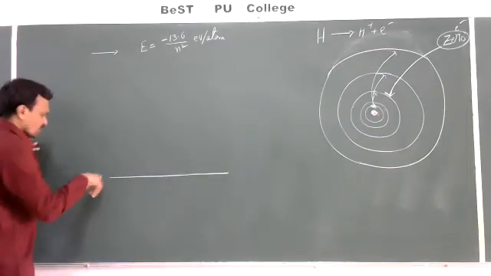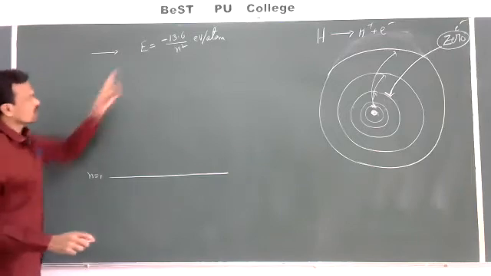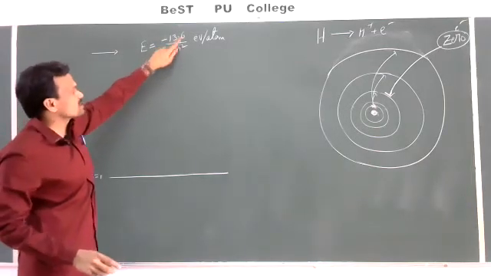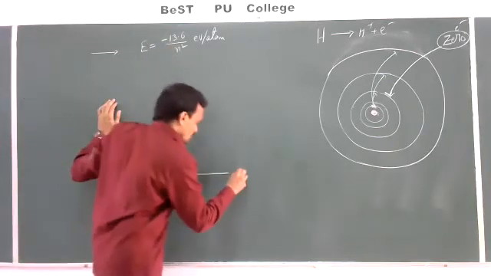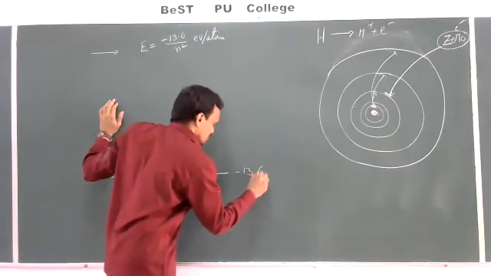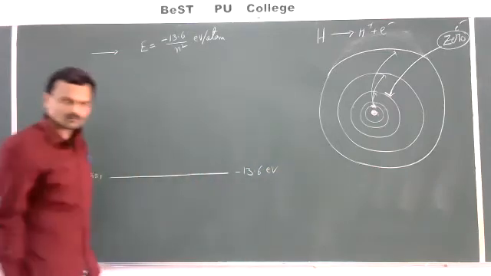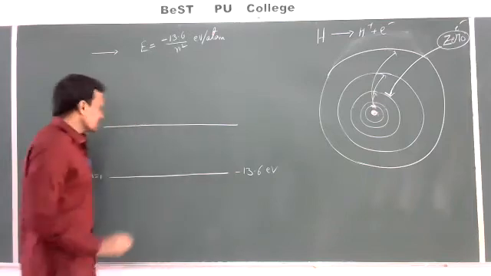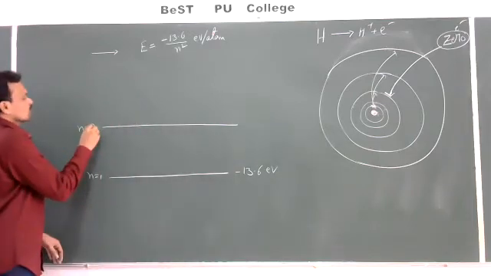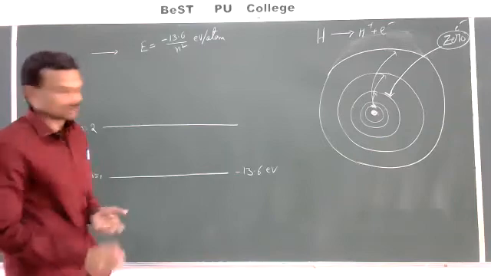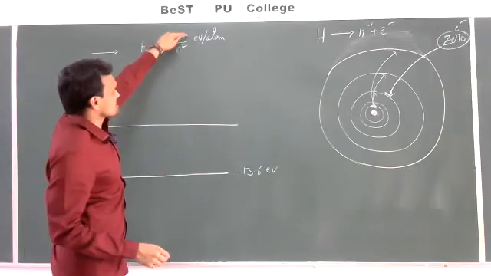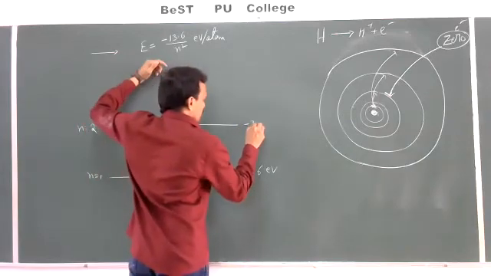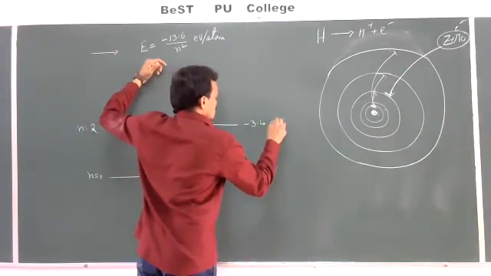For n equal to 1, the value is minus 13.6 by 1 square, which is equal to minus 13.6 electron volts. Next, n equal to 2: minus 13.6 by 2 square, that is 4, so you get minus 3.4 electron volts.